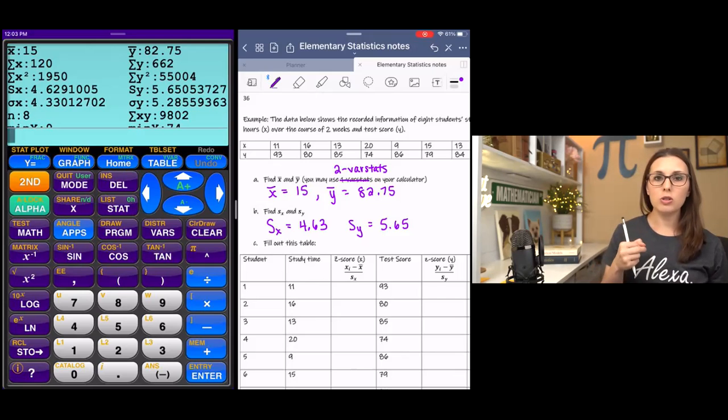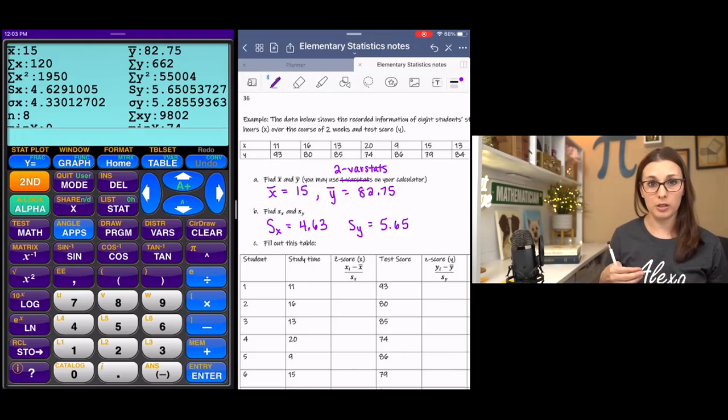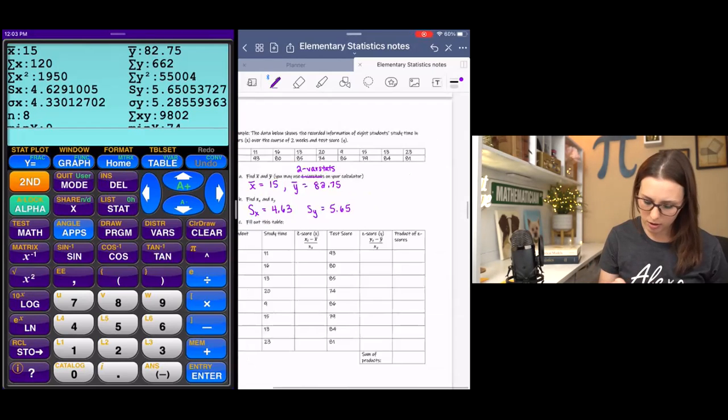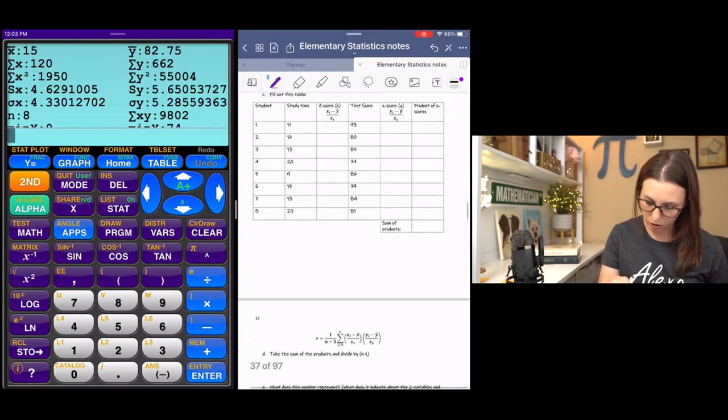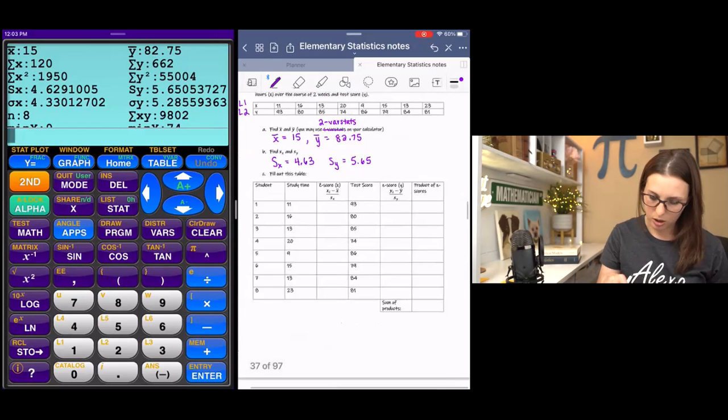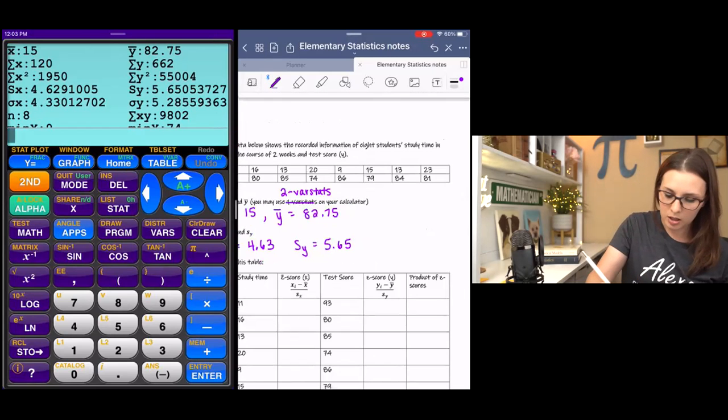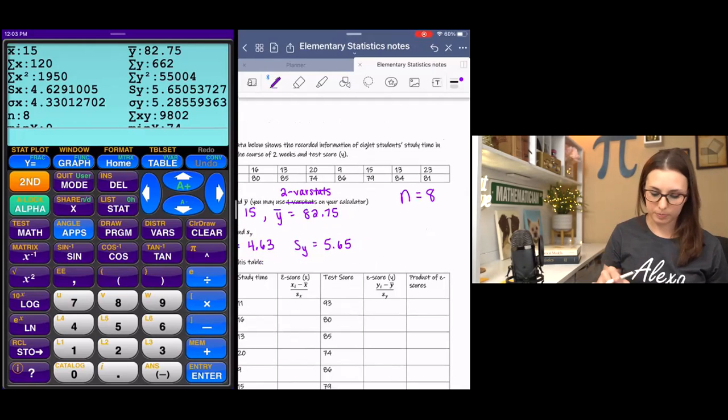And then we're going to use those values to help us fill out this table. I always like to use tables when I'm doing complicated formulas like this one. And one of the things that I didn't note in here is that N is 8. There were 8 observations.